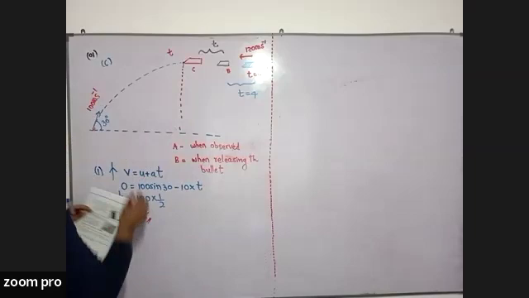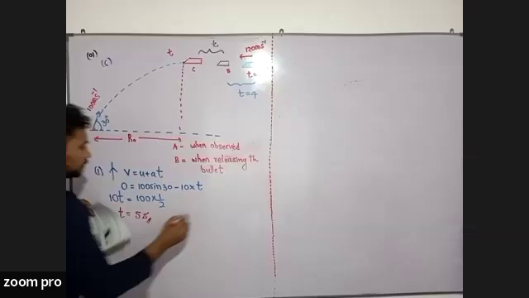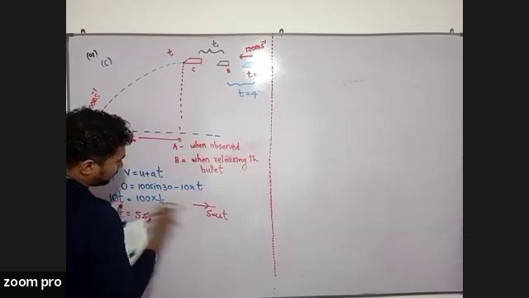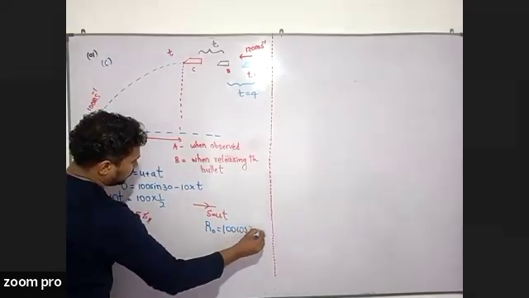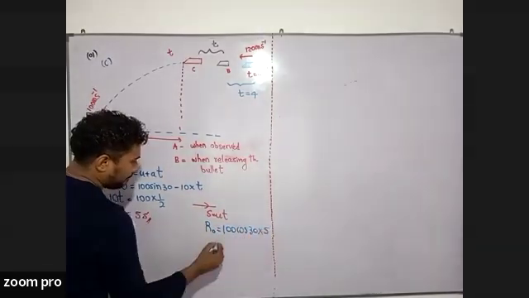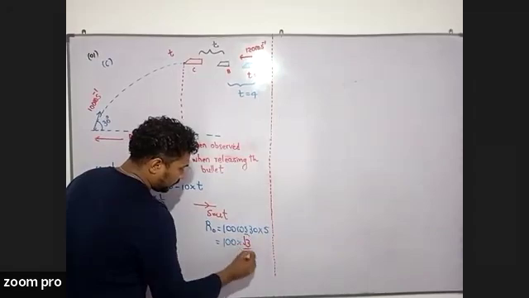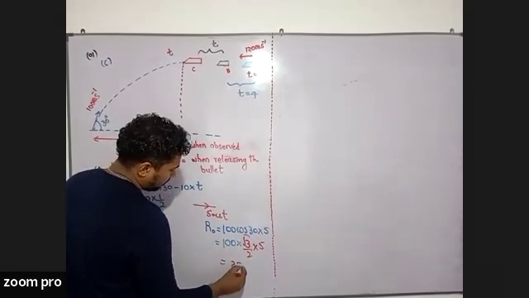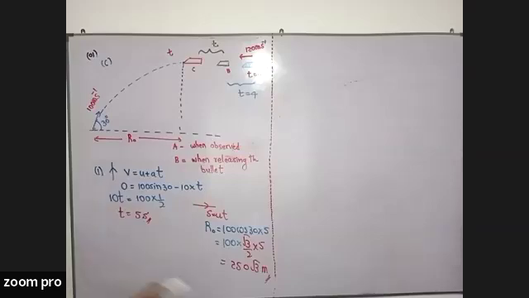Horizontal displacement of the bullet means, so let's consider this one as the horizontal displacement of this bullet. To obtain the horizontal displacement, I am using this equation. So S equals R naught, that means 100 cos 30 into T. Now we have already found the T. Then 100 times cos 30, which means root 3 over 2, times 5. This means the answer should be 250 root 3 meters. So that's the horizontal distance of the bullet.